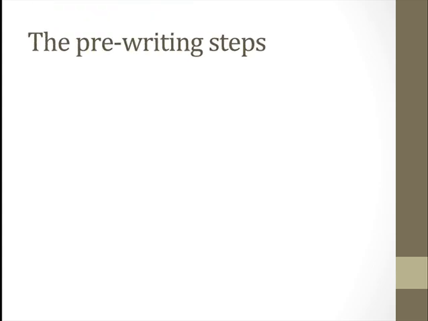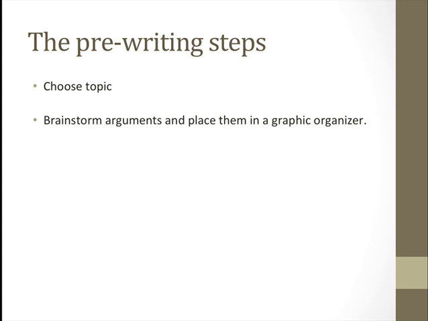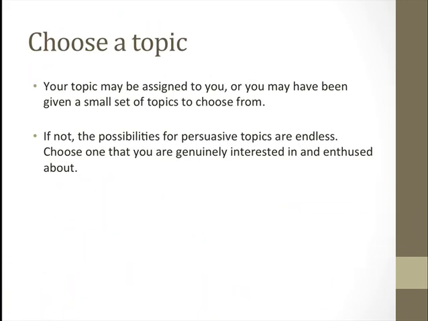So, just like any kind of composition we do, there is a pre-writing aspect to putting together a persuasive paragraph. The first thing you're going to do is choose your topic. You are then going to brainstorm arguments and place them in a graphic organizer. You are going to pick a side that you're going to take on the subject, and you are going to prioritize your arguments. And we're going to take these one by one and discuss them.